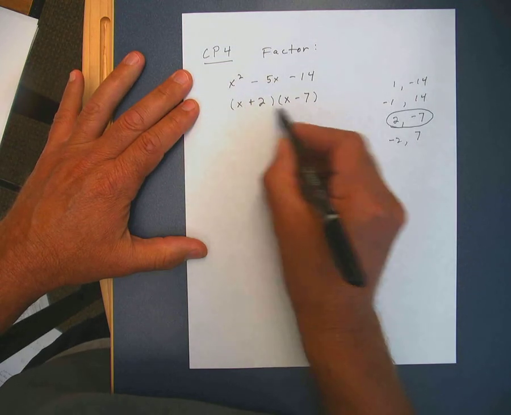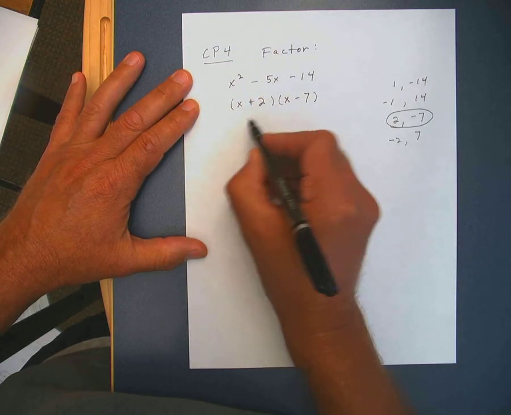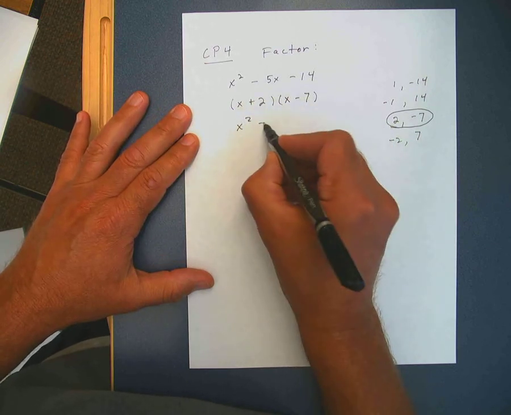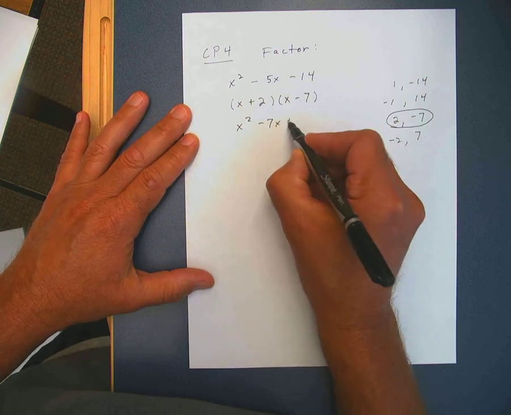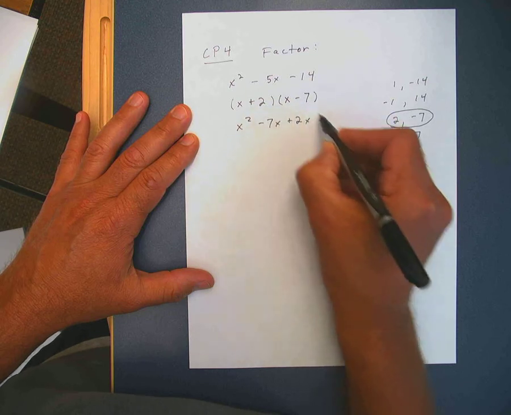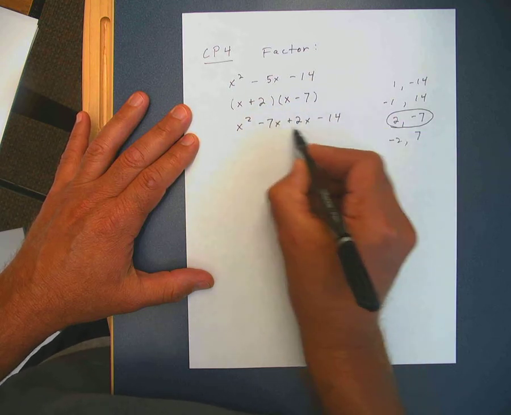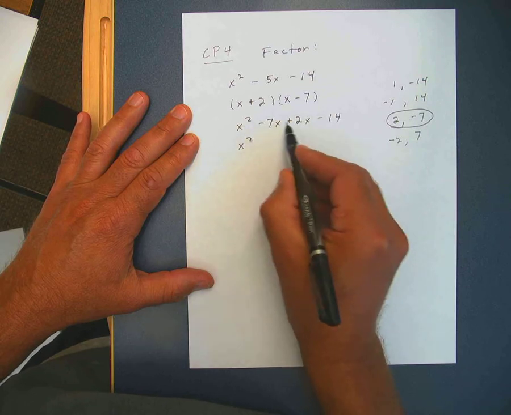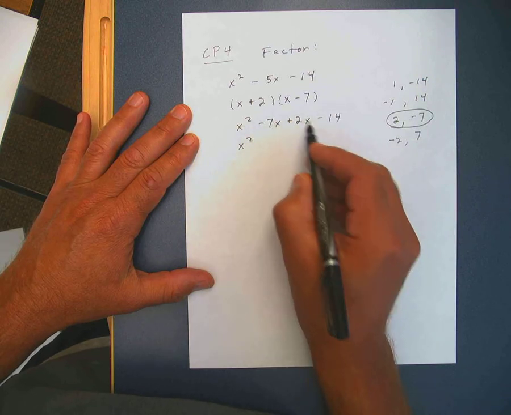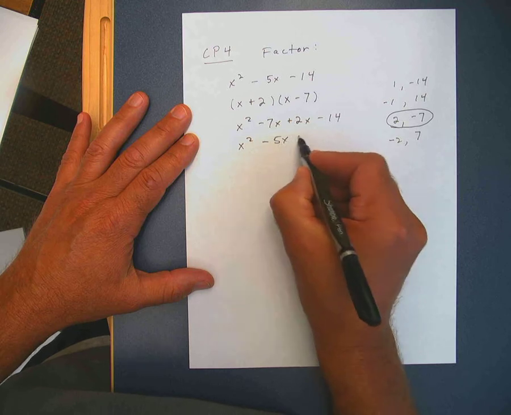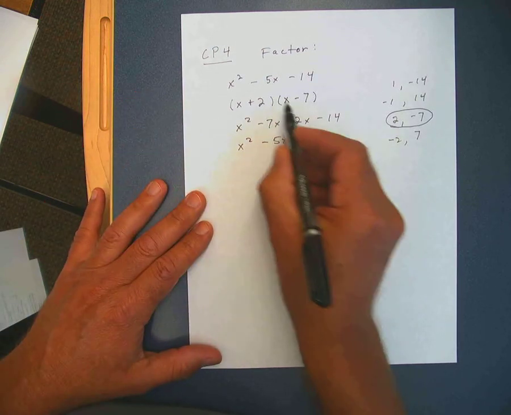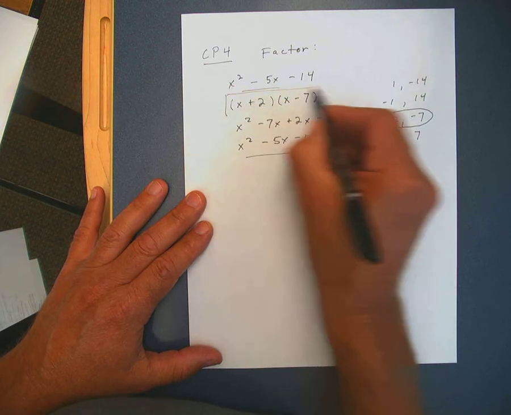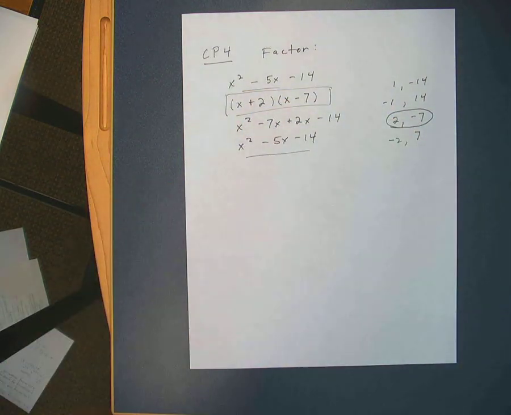And so let's multiply out using the FOIL method. Multiply the first terms, we get x squared. Multiply the outer terms, we get minus 7x. Multiply the inner terms, plus 2x. Multiply the last terms, we get negative 14. If you combine these two terms, we'll still have our x squared, and negative 7x plus 2x is minus 5x, minus 14. You can see when you multiply that out, you do get this trinomial back. So that is the correct way to factor it.